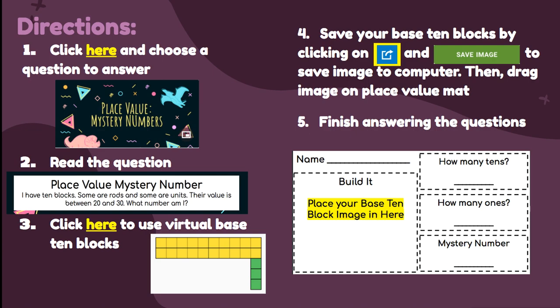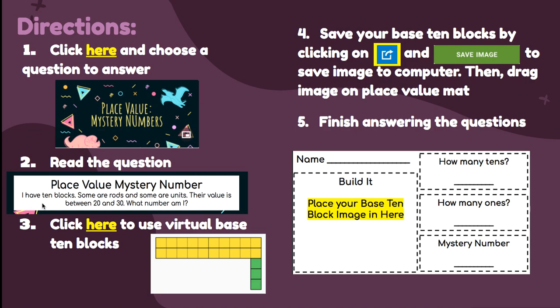The next thing you're going to do is you're going to read the question and read it carefully. So here's an example. It's not the same one in the Google slide, but this is similar. It says, I have 10 blocks. Some are rods and some are units. Their value is between 20 and 30. What number am I? So what you're going to do is you are going to look at all of the things it says in the kind of like word problem and try to figure out what the number is. You have to know what tens and ones are, which we went over, and you have to know what rods and units mean.